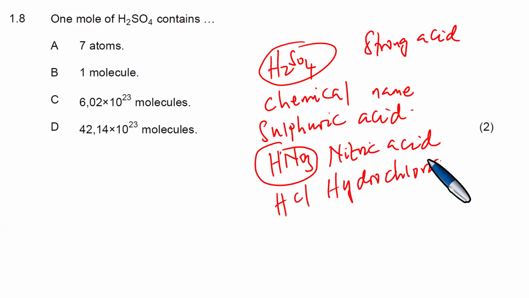Hydrochloric acid. Okay, right. 1 mole of H2SO4 contains what? 1 mole of H2SO4 contains 7 atoms, contains 1 molecule, contains 6,02 times 10 to the 23 molecules. It contains 42,14 times 10 to the 23 molecules. Anyone who thinks of the answer here? What do you think?